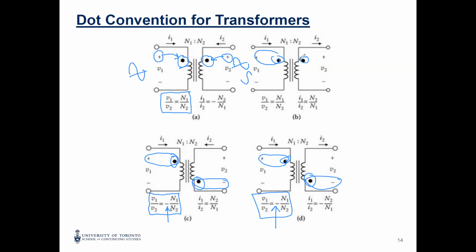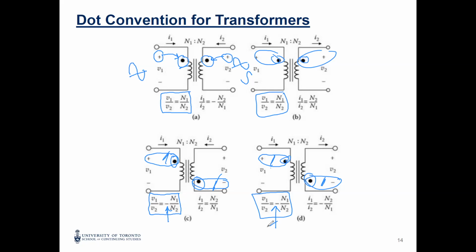If you have positive and positive, then again, it's positive. If you have negative and negative, then the relationship is positive, right? Because they cancel each other. So if you have the same polarity at the dots for the voltages, then you are fine. You are in the positive. If they are opposite, like this and this, then you will have a negative sign. Okay. This is for the voltage.